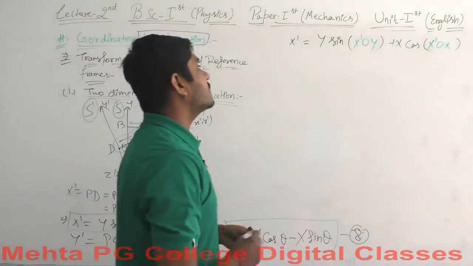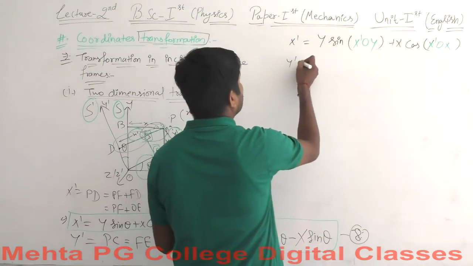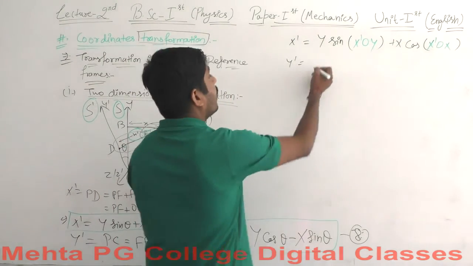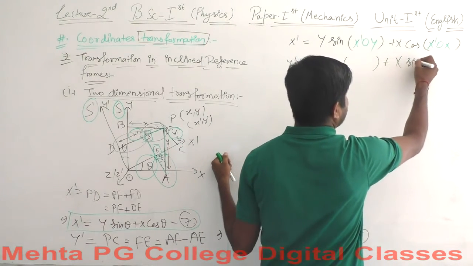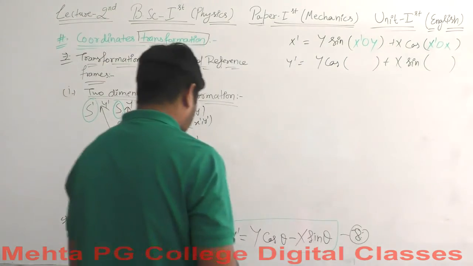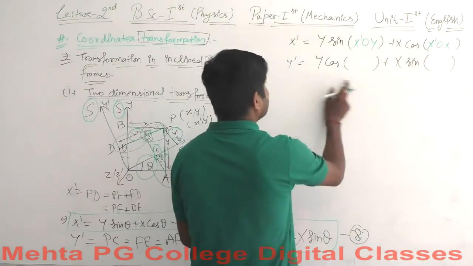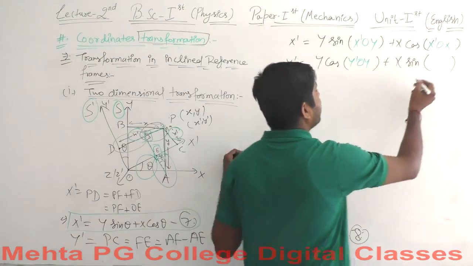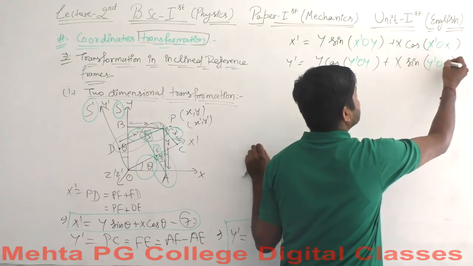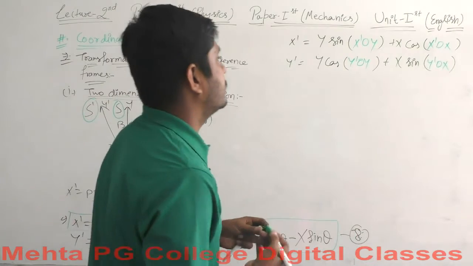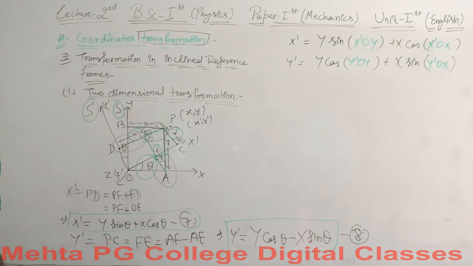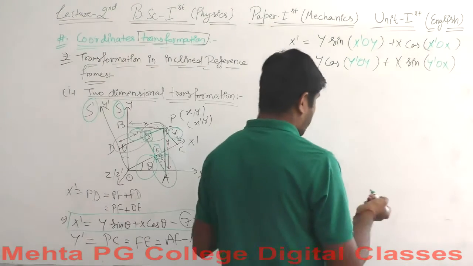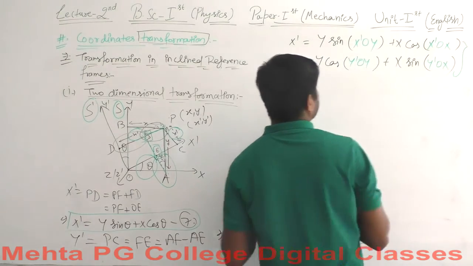Similarly for y dash, you can say y dash is equal to y cos of plus x sin of. So what should be the values here? The values would be y cos of y dash oy, and x sin of y dash ox. Yes, this is y dash ox for this one. So these are the real values for the transformation of displacement here.